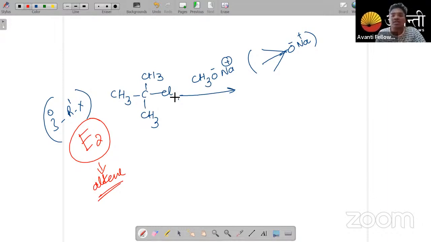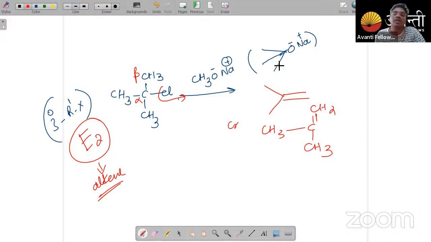So what will be the product here? Here E2 will take place, and Cl will be gone. This is the alpha carbon and this is the beta carbon, and we know that alpha-beta elimination will take place. So what is going to happen here? You are going to get isobutene, or in other words, (CH3)2C=CH2. Isobutene formation will take place in the presence of a strong base.